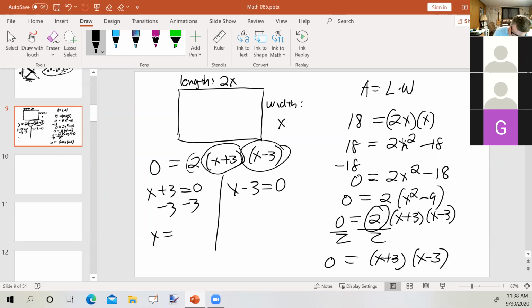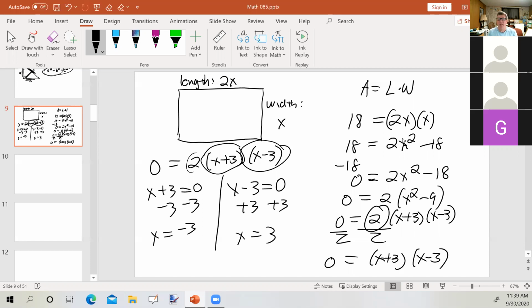Now, we've got the equation x plus 3 equals 0. Subtract 3 from both sides and we get x equals negative 3. We've got the equation x minus 3 equals 0. Add 3 to both sides and we've got x equals 3. So we've got 2 solutions to our second degree equation. x is negative 3 and x is positive 3.